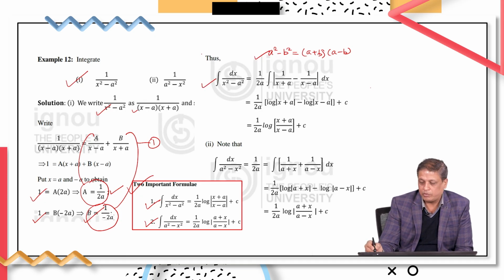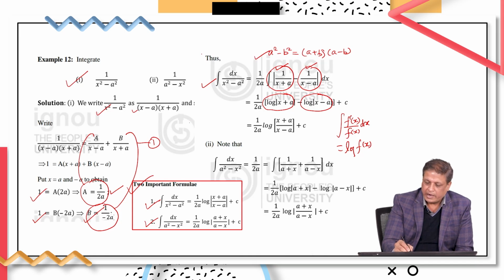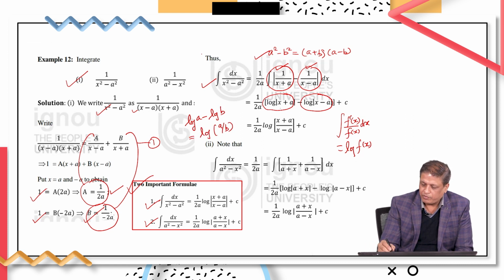integral of dx upon x square minus a square is equal to 1 over 2a into (1 upon x plus a minus 1 upon x minus a). Now again we are using the same identity, integral of f dash x upon f x into dx is nothing but log of f x. So the integral of this will turn out to be log of x plus a, and the integral of this will turn out to be log of x minus a. And we also know that log of a minus log of b is equal to log of a by b. So this will be simplified to log of x plus a upon x minus a.